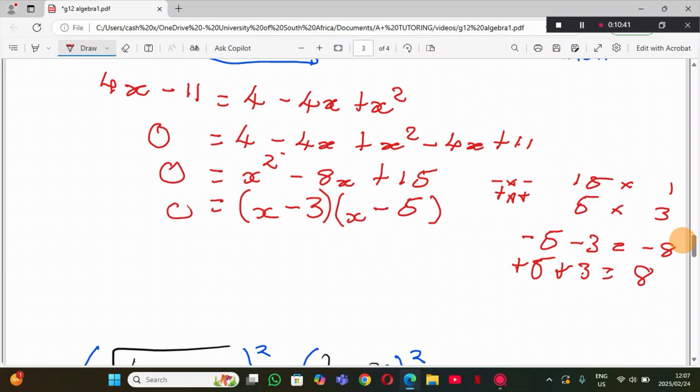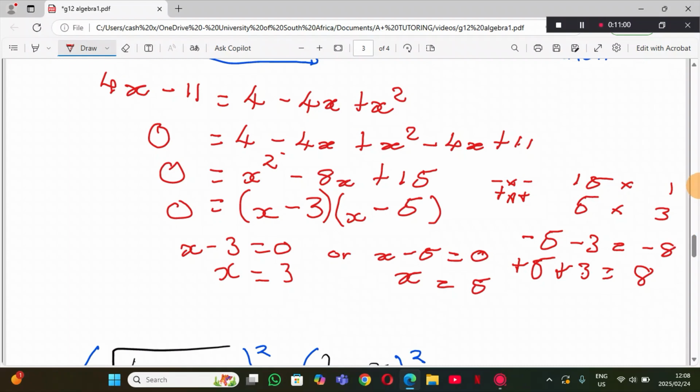It's equal to 0. So now we go and say x minus 3 is equal to 0, or x minus 5 is equal to 0. We now transpose them. We have x is equal to 3 and x is equal to 5.